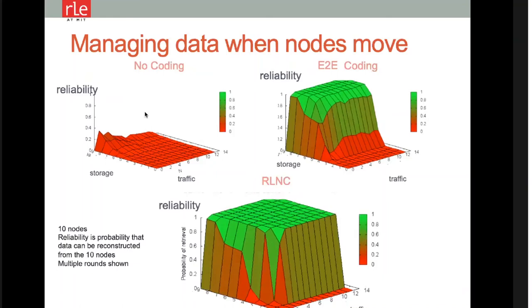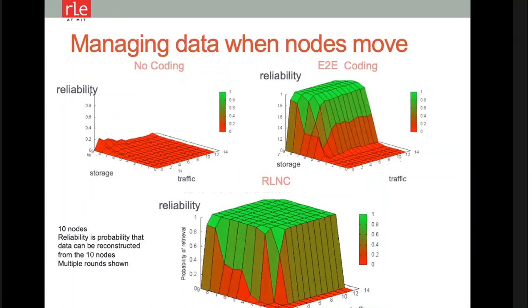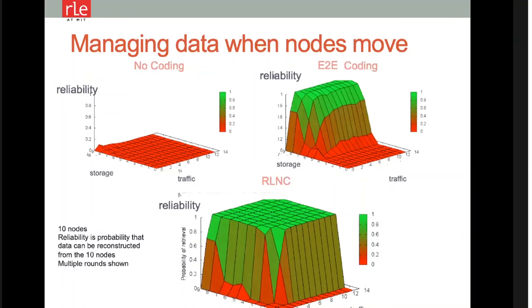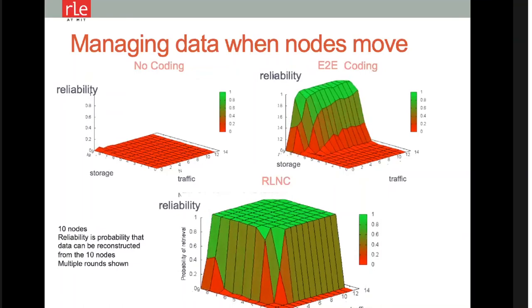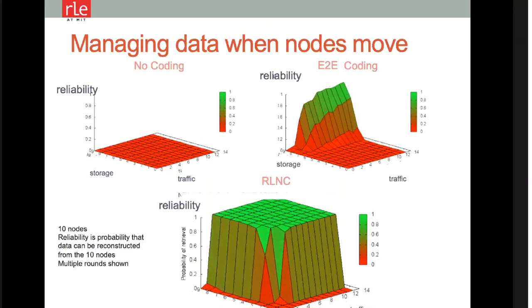And what you can see here is that if I have no coding, very quickly the system falls apart. It's because of the fact that a particular piece of data, even though it may live in several users' memory, is more likely, if it's uncoded, to get lost, because maybe it was being stored by two or three people, but those happen to be the two or three people who moved out of the area. And so when new people come in, that data is lost.